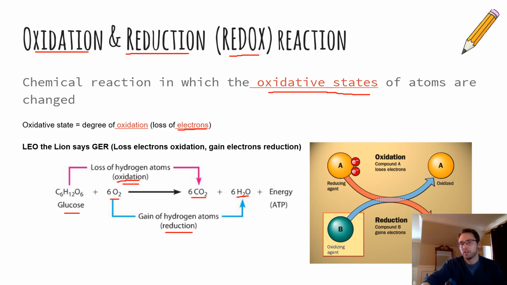Now, the oxygen from the cellular respiration gained those hydrogens, and with those hydrogens came electrons, so that's a reduction reaction. An oxidation and a reduction reaction always have to happen at the same time, because if one molecule loses electrons, another molecule has to gain electrons. A mnemonic you can use that I think is pretty helpful is Leo the lion says GER. LEO stands for loss of electrons is oxidation, and GER stands for gain electrons is reduction. Since oxidation and reduction always happen together in pairs, that's why we call them redox reactions.